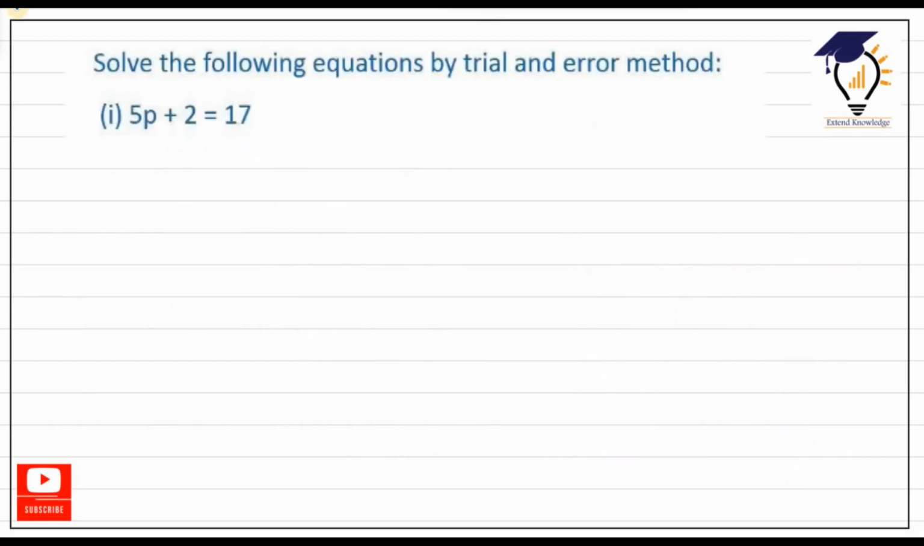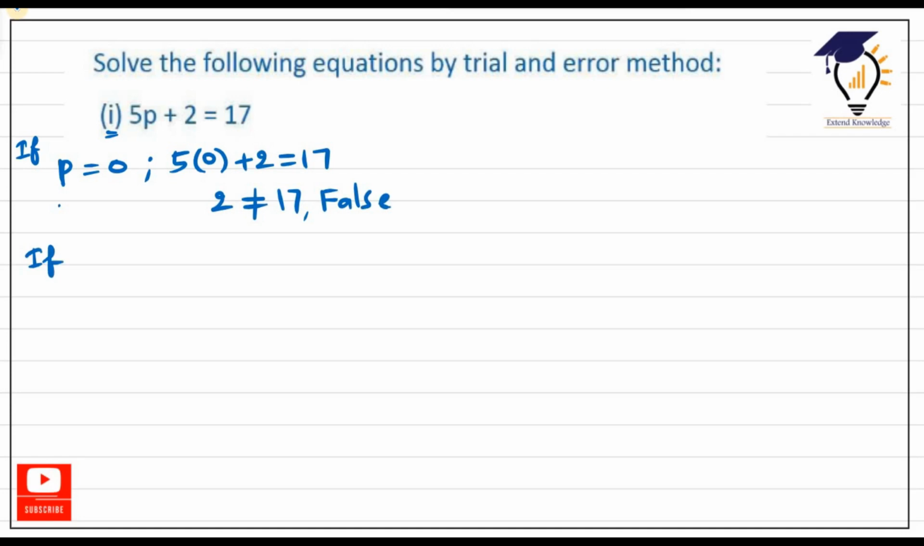Let's see one more example. Solve the following equation by the trial and error method: 5p plus 2 is equal to 17. Here the variable is p, so in place of p we plug in different values. I start from 0. If p is equal to 0, 5 times 0 plus 2 is equal to 2. 2 is not equal to 17, so it is false.